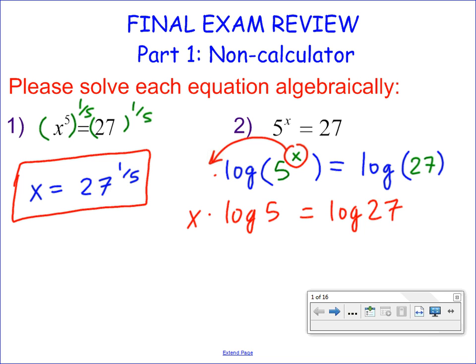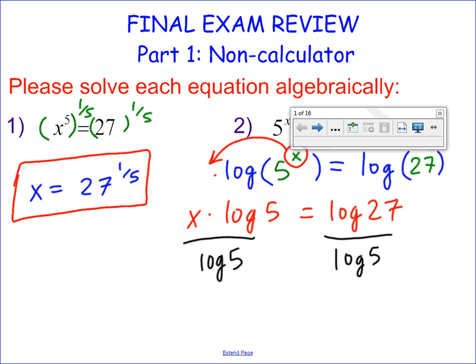And now I can solve for my unknown x using division. Now I've got x on the ground floor. I can simply solve by undoing that multiplication. What undoes multiplication? Well, division. So we'll divide both sides by log of 5 and be done with it. So my exact answer is x equals log of 27 divided by log of 5. That's it.